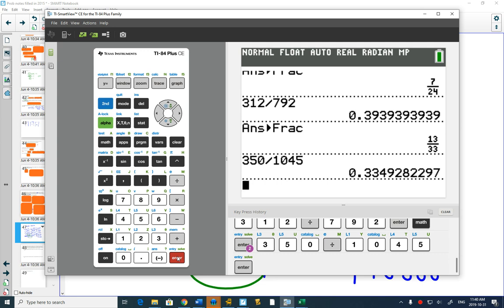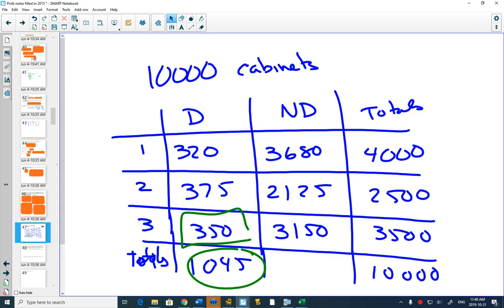Okay? Now I chose a large number, so all of my numbers turned out to be whole numbers. Right? If you made 10 cabinets, you'd have like decimals. Your probabilities would still work, and the answers would still work, but it wouldn't make physical sense. It's like, oh, I made 3.8 defective cabinets today. It doesn't really make sense.